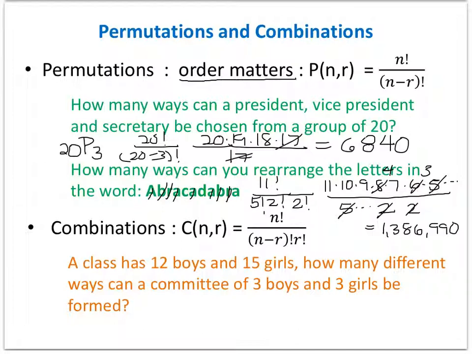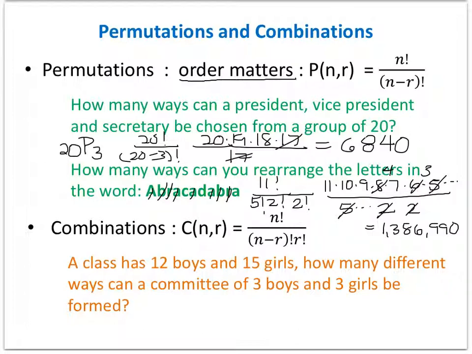Alright, also then we had combinations. Combinations is when order doesn't matter. So if I'm choosing a group of 3 people, it doesn't matter whether it's Sally, Susan, and Sam, or Sam, Susan, and Sally. It's the same group of 3 people. So you're actually going to have a smaller number of combinations possible.